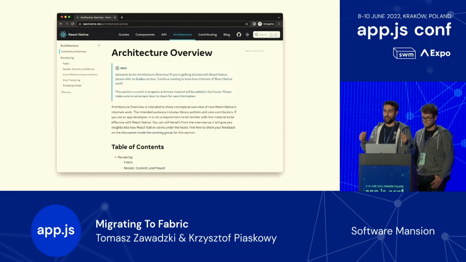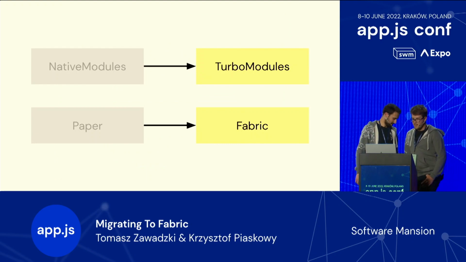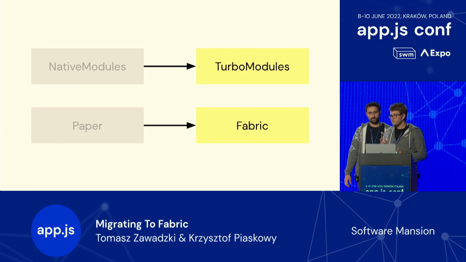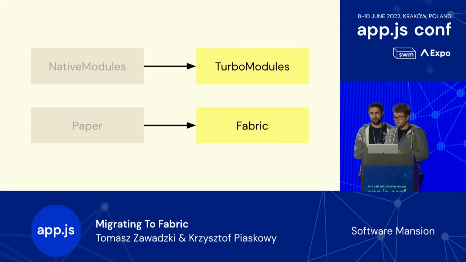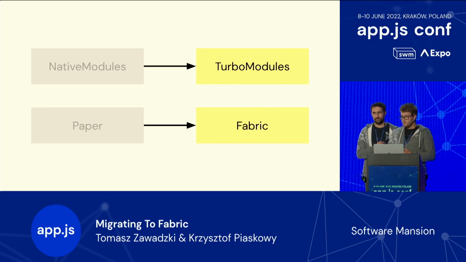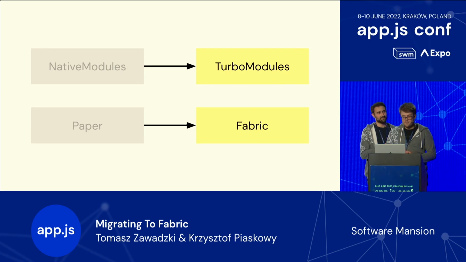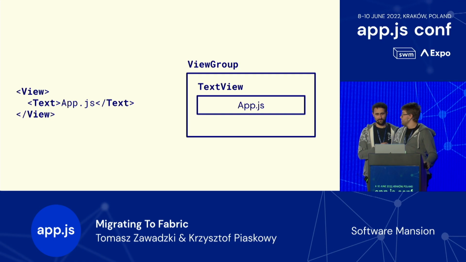You found that Fabric is a new renderer, and this is a part of the new architecture. So the new architecture of React Native consists of two things. First, Turbo Modules, and then Fabric. Turbo Modules are the successors of native modules, which are mainly used for calling platform native code from JavaScript. And then Fabric, this is the code name of the new React Native renderer that is built on top of JSI. So what does the renderer do, you may ask?